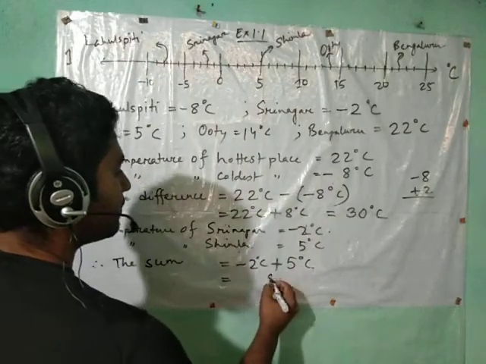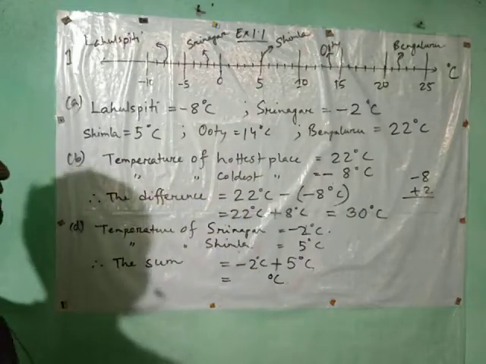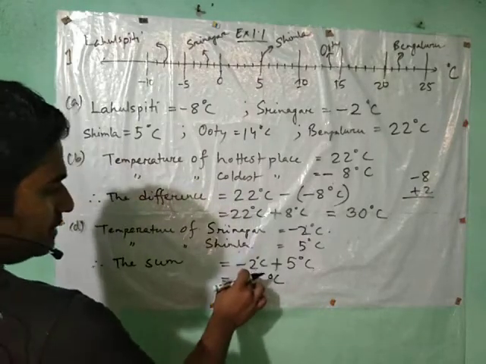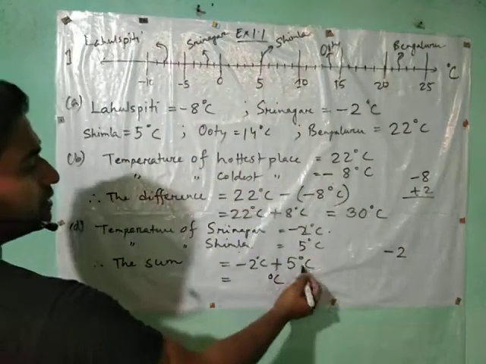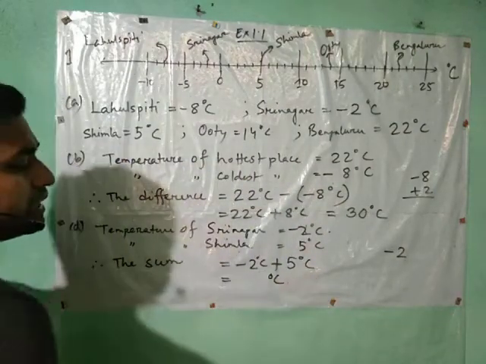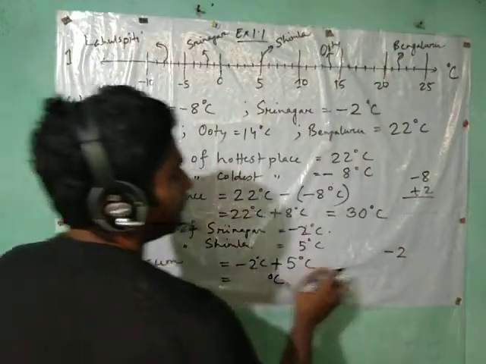So the answer will definitely be in degree centigrade. But how many degree centigrade? What is the integer regarding this temperature? This is -2. And what is the integer related to this temperature? It is +5. Yes or no?